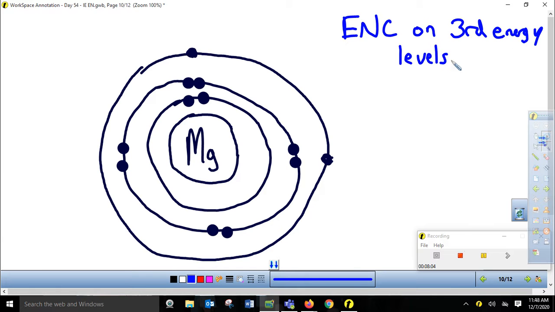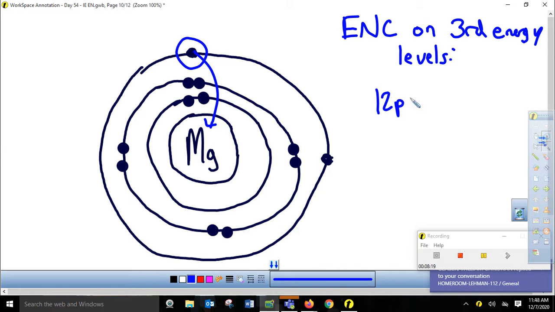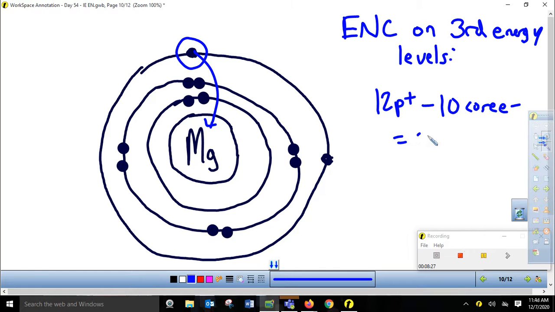What am I saying here, Mr. Lehman? What are you talking about? I'm saying right now, if I want to steal the first electron from magnesium, what is the ENC? What's the force that magnesium is exerting on that outermost electron? So what I would do, I would say, all right, we got 12 protons, it's magnesium. I'm going to minus, there's 2 in the first, 8 in the second, there's 10 core electrons. So 12 minus 10 is 2. So the ENC is +2.